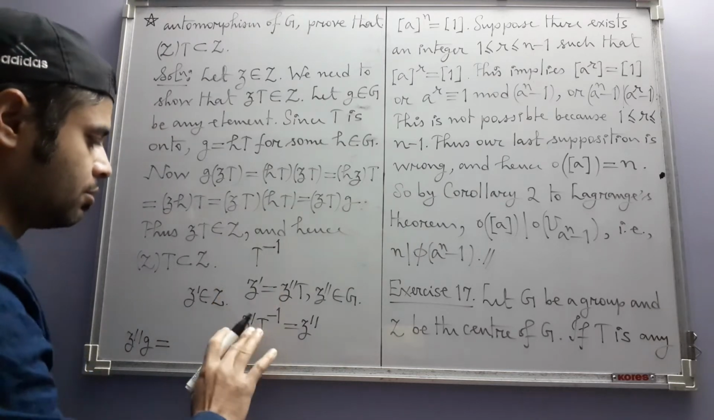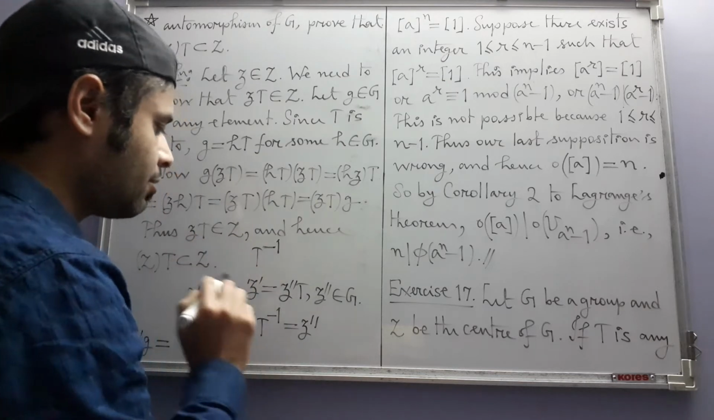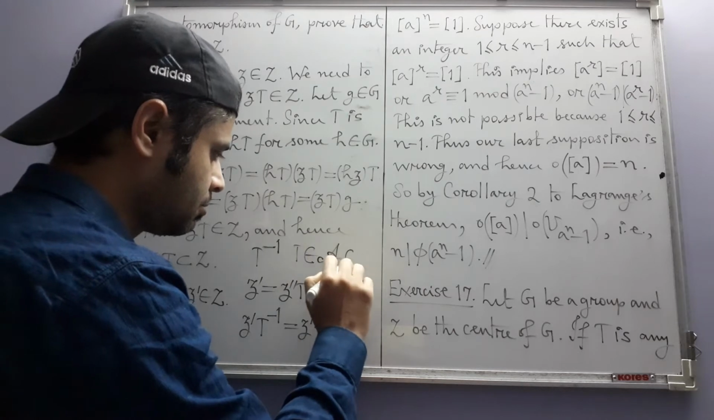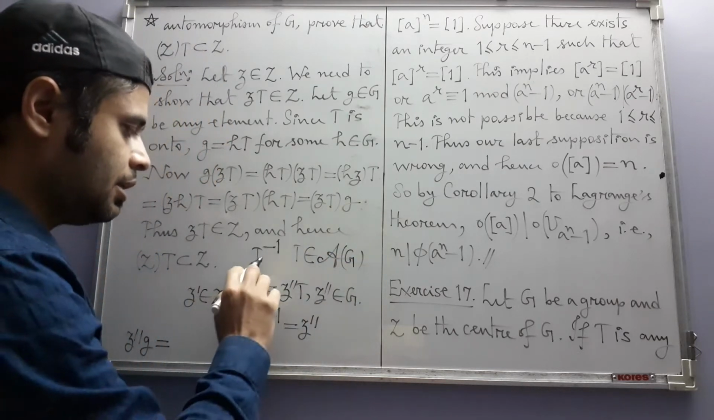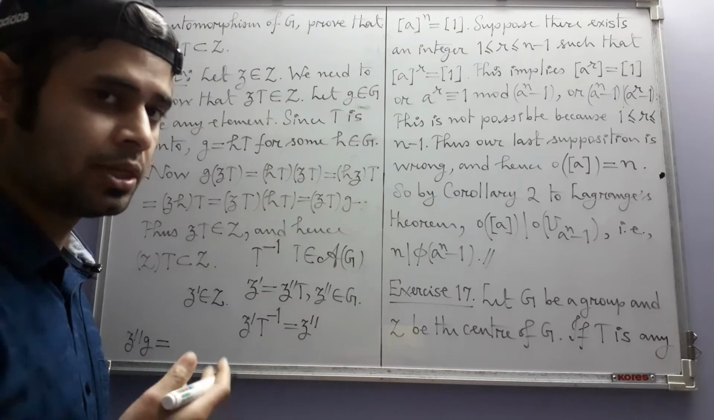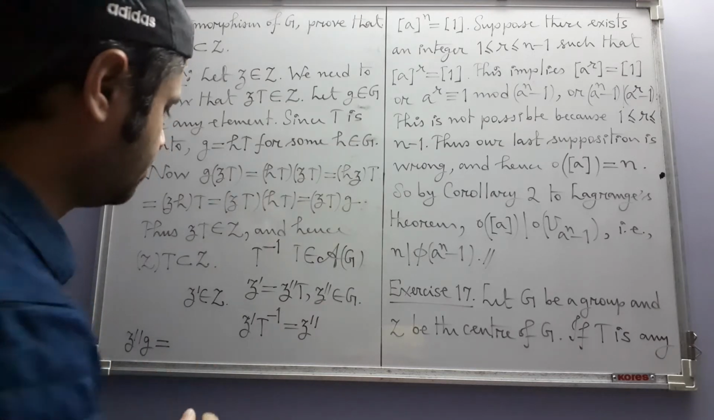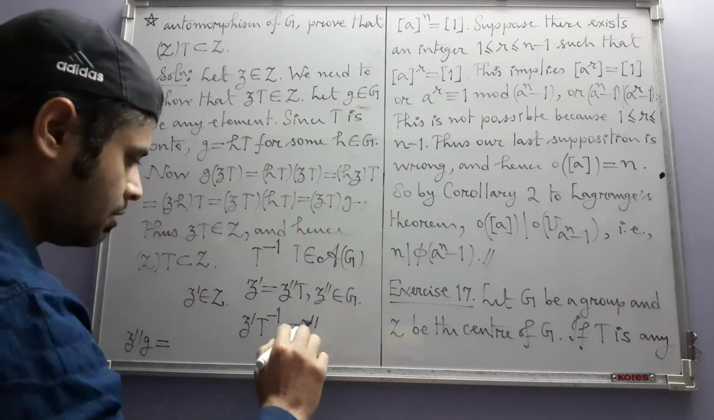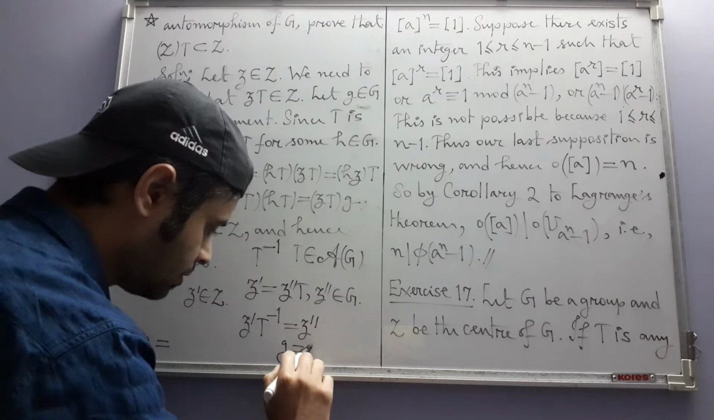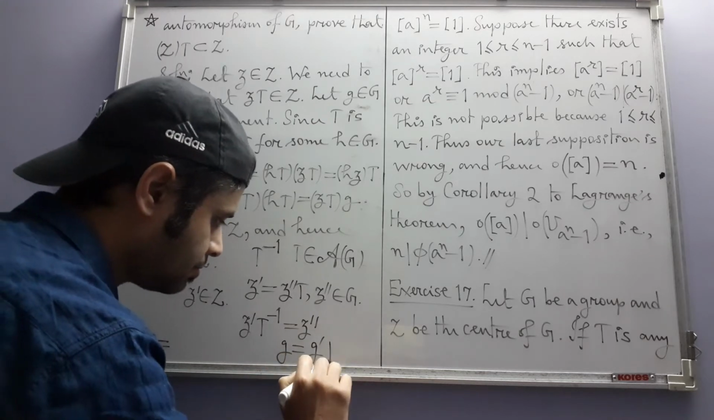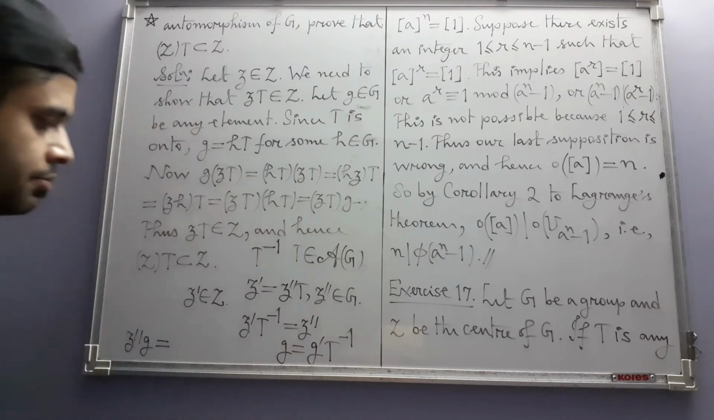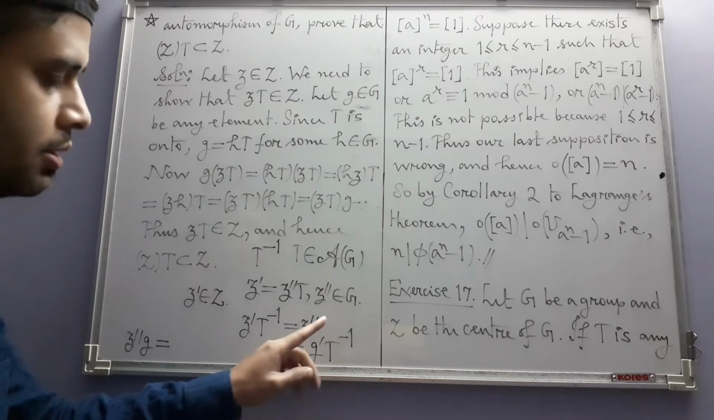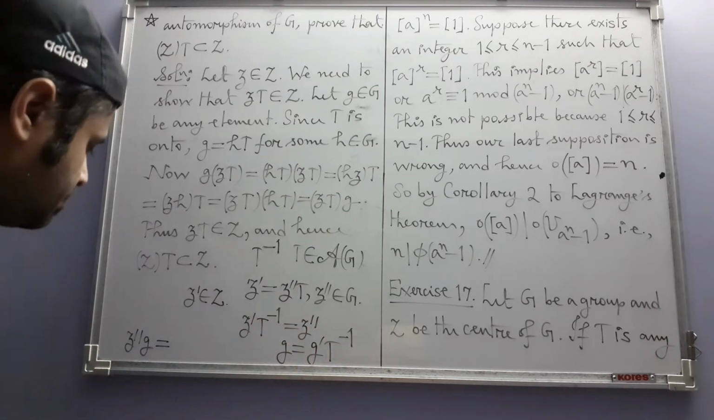We did not need to go like that. T is an automorphism means what? T belongs to the automorphism group of G. So its inverse exists in the automorphism group. That means the inverse is also an automorphism. And because of that, this G that we have chosen from G can be written like this, say G prime T inverse. Whatever we have done here for T, we can do for T inverse, because that is also an automorphism.